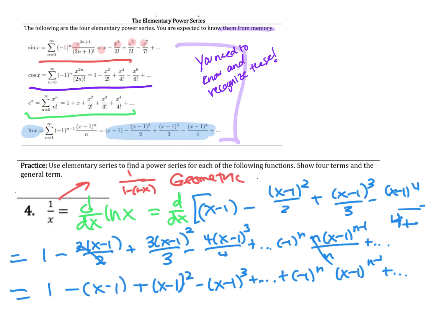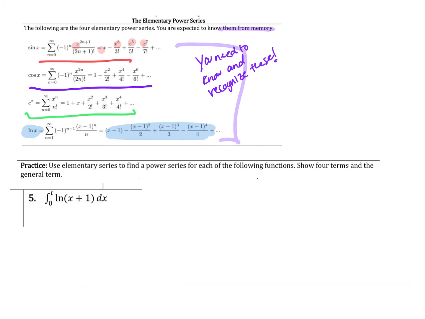So we're going to do one more like this together where we are representing something as a power series, and then we're going to look at the other end where we are identifying things given a series. So let's make room for our last example of this type. So here we're going to look at the integral from 0 to t of natural log of x plus 1. So this is the same thing.